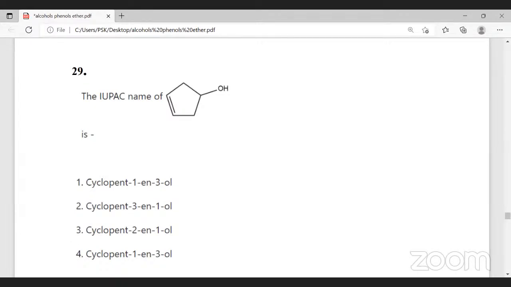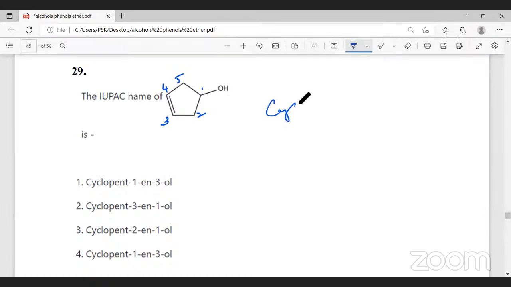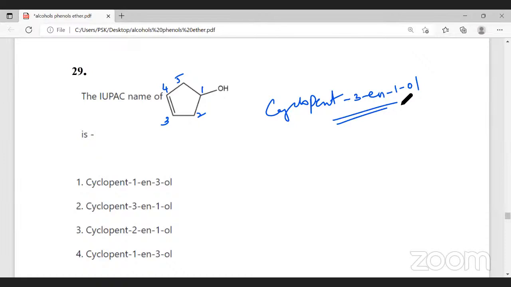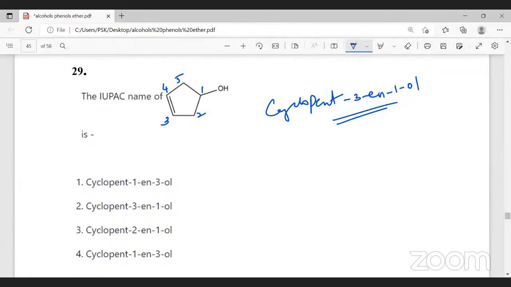The next question, the IUPAC name of the molecule shown. What is the IUPAC name of this molecule? This is the functional group. So I write it as 1, 2, 3, 4, 5. Since we have 5 carbon atoms and it's in the form of a ring, cyclo. Since 5 carbon atoms, and at the third position the double bond starts, therefore 3-ene, cyclopentene. At the first carbon atom you have an alcohol, therefore 1-ol. So it will be called cyclopent-3-en-1-ol. So the answer for this question is option 2.